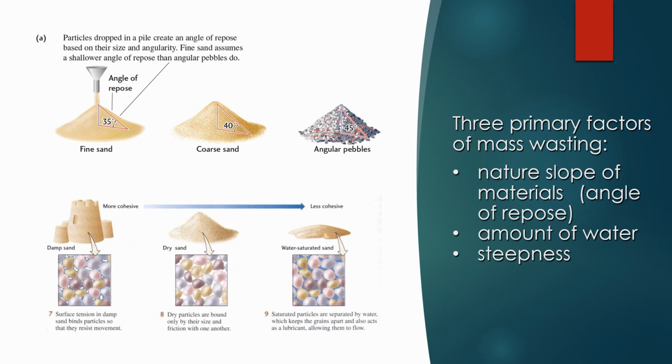A proper amount of water can increase the angle of repose for the material, while too much water, such as a saturated condition, can decrease the angle of repose significantly. This is the reason landslides often happen after storms. The steepness of the landscape also influences mass wasting. A steeper land slope increases the probability of mass wasting.